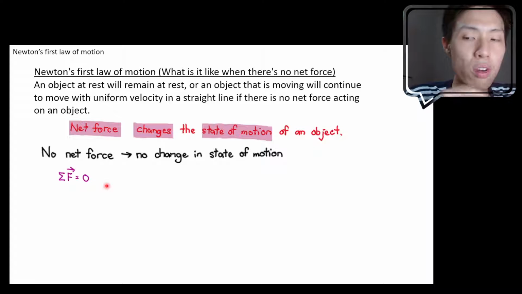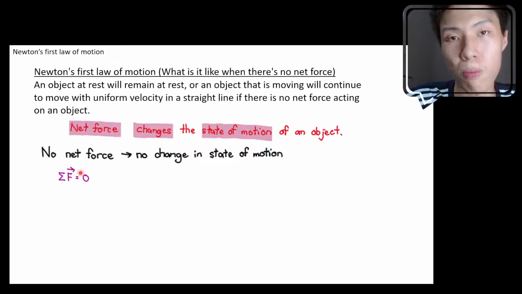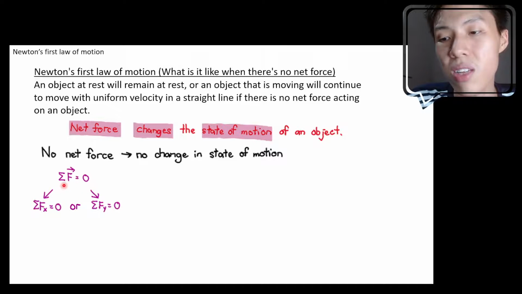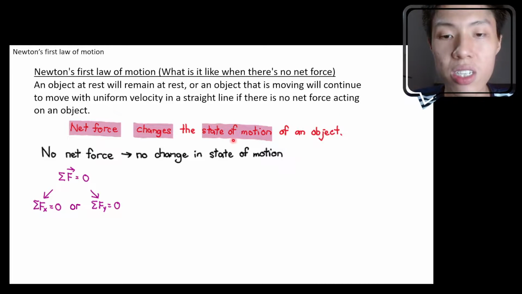But of course, when we talk about net force, because this is a vector, we can split it into components. So when we say no net force, it's either there's no net force in the x direction, sum of Fx equal to 0, or there's no net force in the y direction, sum of Fy equal to 0. If sum of Fx is equal to 0, then in that x dimension there is no net force acting on an object, so you should expect no change in state of motion in the x dimension.